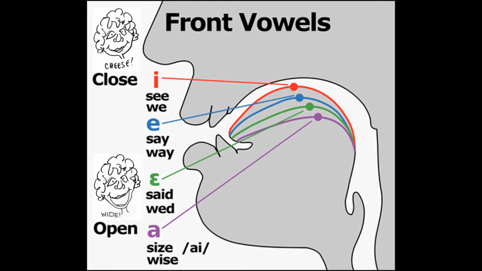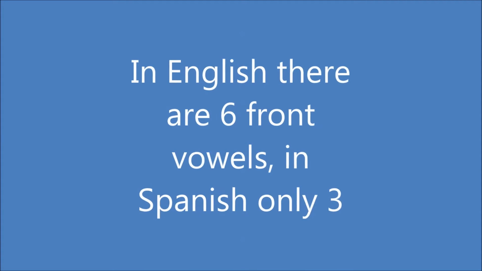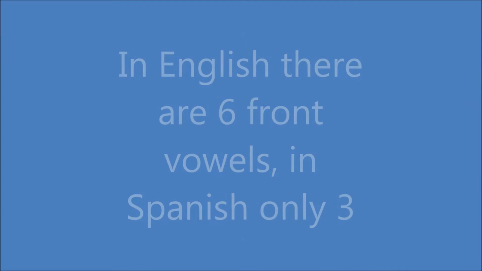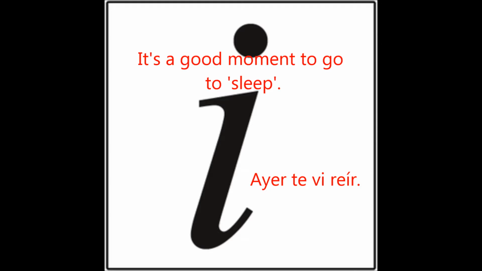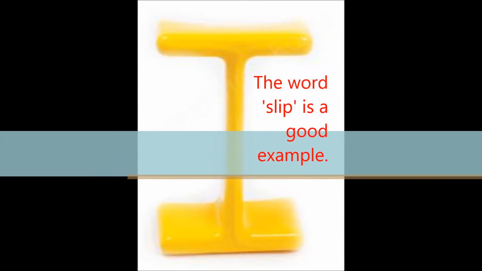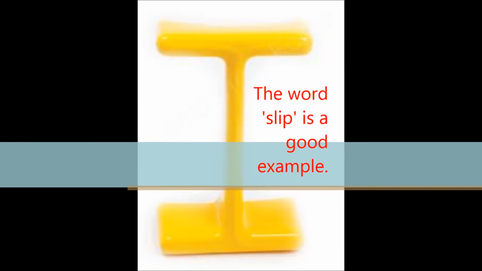Front vowel sounds. In English, there are 6 front vowels. In Spanish, only 3. E. It's a good moment to go to sleep. I. Ayer te vi reír. These phonemes differ in the grade of constriction that there is between the tongue and the palate. It means that the first one is shorter than the second one. The word lip is a good example. In Spanish, this phoneme doesn't exist.